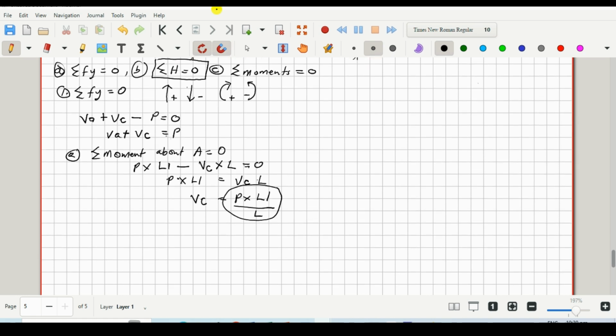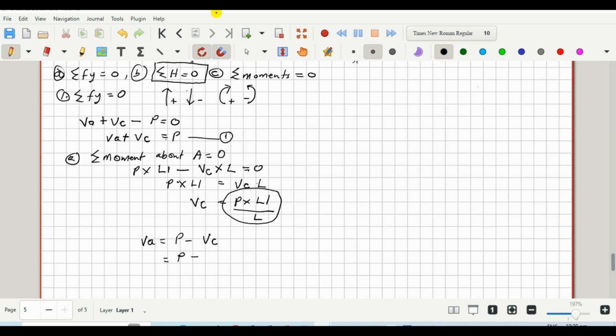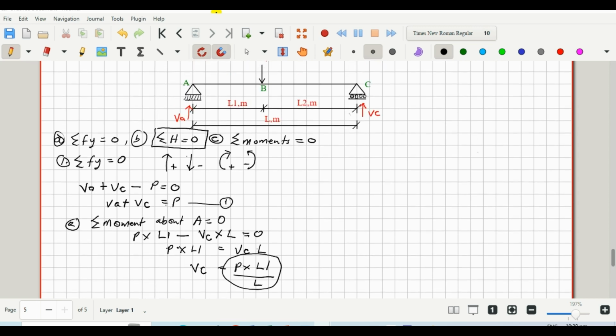If we slot into the equation here, let's call this equation 1, we'll have the value of our VA. From equation 1, our VA is equal to P minus VC. And we know our VC to be P times L1 over L. So this will give us P minus P L1 on L. Right, so that will give us the support reaction at A.